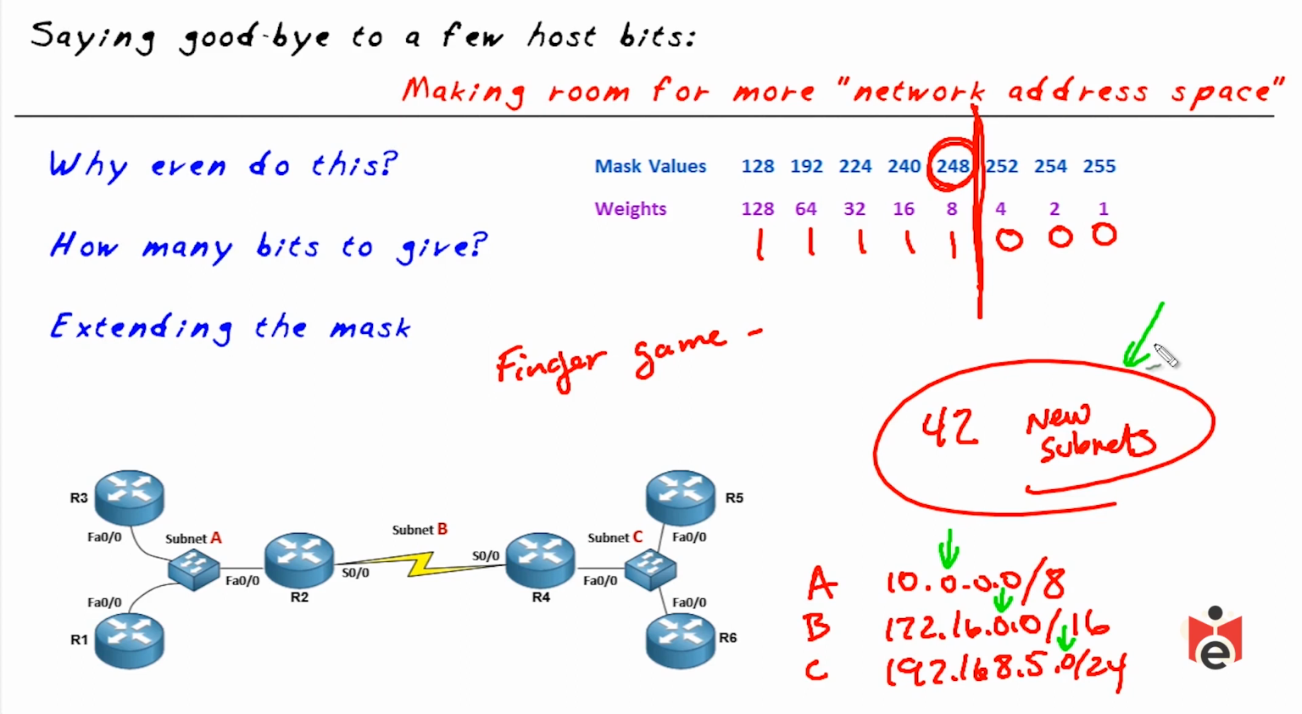So here's what I want you to do right now. Go ahead and calculate using the finger game. How many host bits are we going to have to sacrifice to network addressing in order to get 42 subnets? Go ahead and pause me right now. Go ahead and do the finger game. If you're in a cubicle and people can see you, it's perfectly okay. Get those fingers flying, starting with that 2 on your thumb. So go ahead and pause me and do that now.